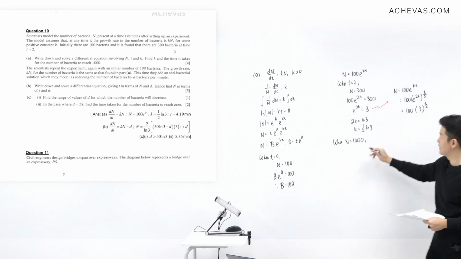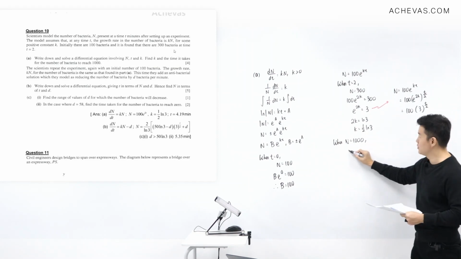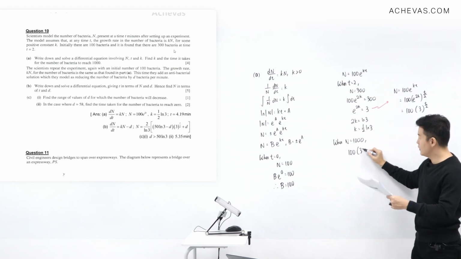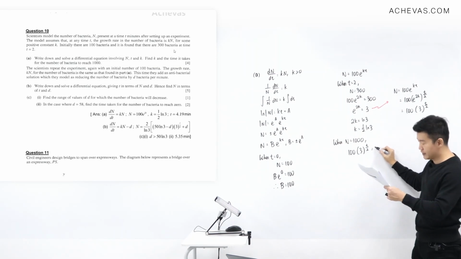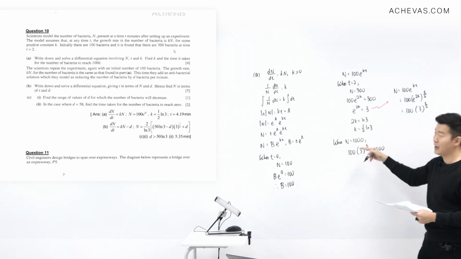So I'm going to make use of this here. So n is equal to 1,000, which means that 100, then 3 to the power of t over 2, is equal to 1,000. Okay, n is equal to 1,000.